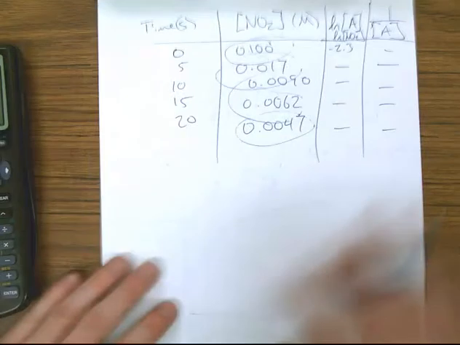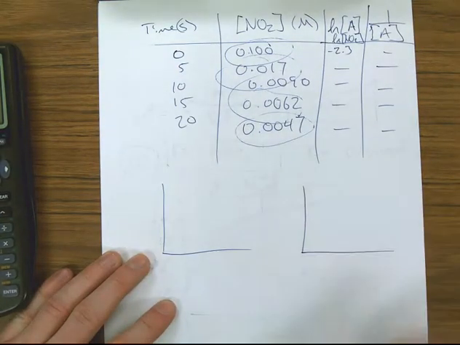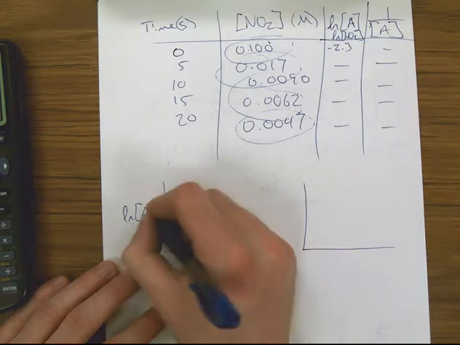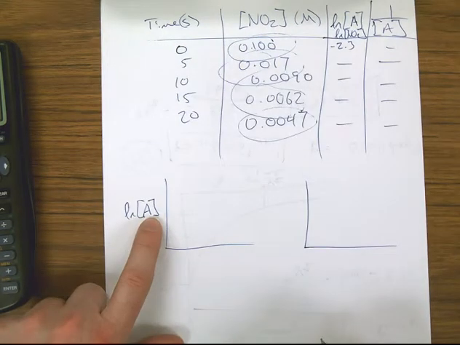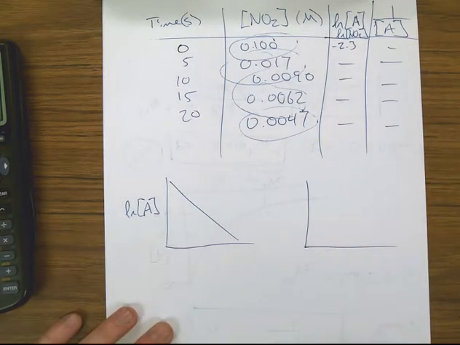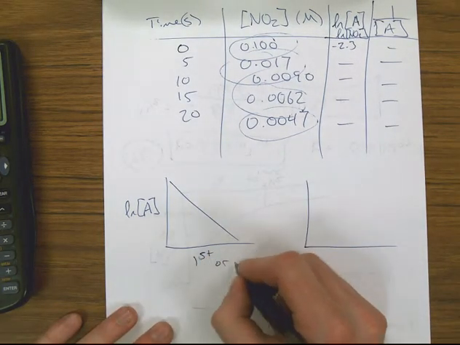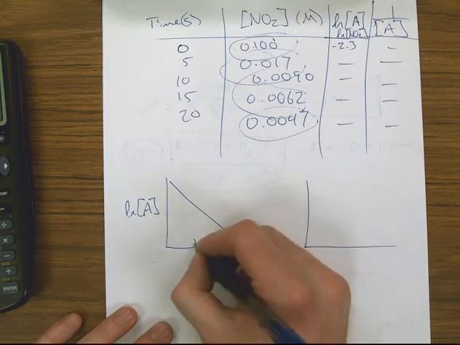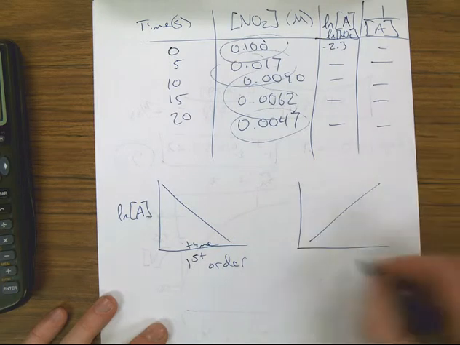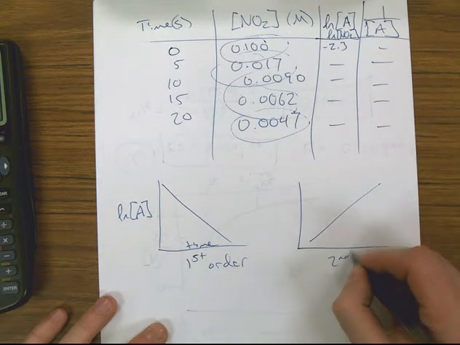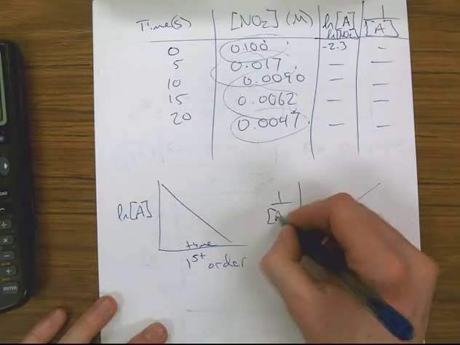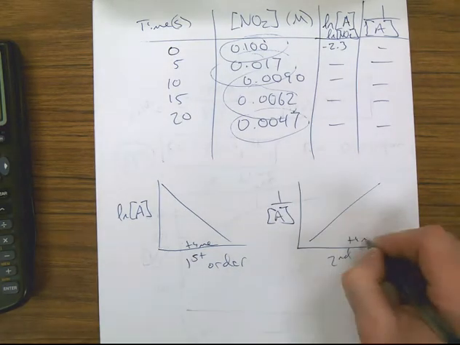Then you're going to want to make 2 graphs. And if you see a graph where you have the natural log of your initial concentration, which is going to be nitrogen dioxide in this case, if you see it go in a straight line like that, you know it's first order. And don't forget your x-axis this time. If you have a straight line going up, you know it's second order. Of course, you're plotting 1 over the concentration of A against time on your x-axis.